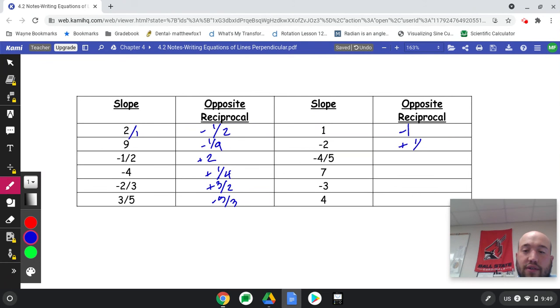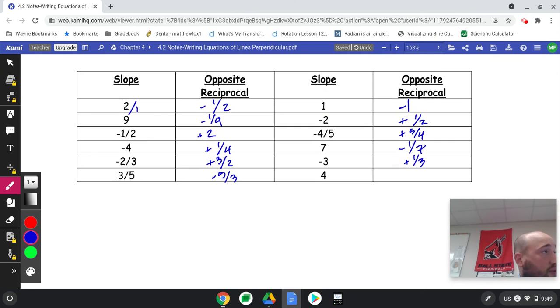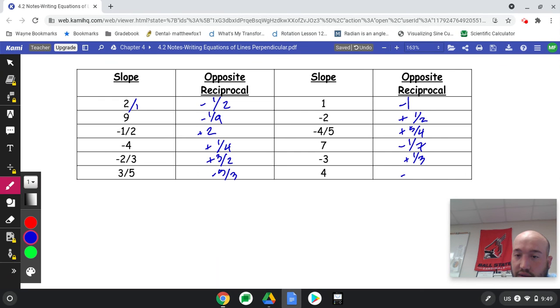Then for the next one, plus 1/2, plus 5/4, minus 1/7, and plus 1/3. And our final one then, minus 1/4.